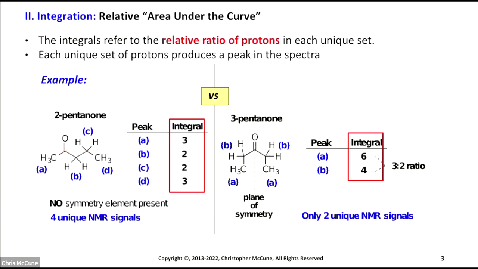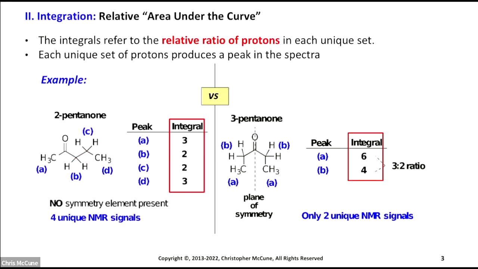And the integral, let's say I knew this integral and I set it to 3, then it should set all of the other integrations accordingly to the relative number of hydrogens in the other signals. So for B, there's 2 hydrogens, C, there's 2 hydrogens, and D, there's 3 hydrogens. So you can see it's a 3 to 2 to 2 to 3 ratio of protons in those 4 unique signals. Okay. All right, because there's no symmetry element present in the molecule, that's why you're getting the 4 unique NMR signals.